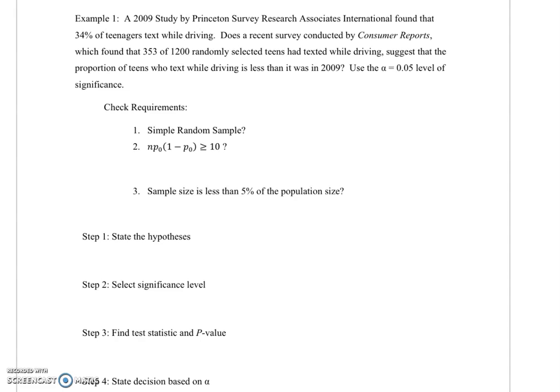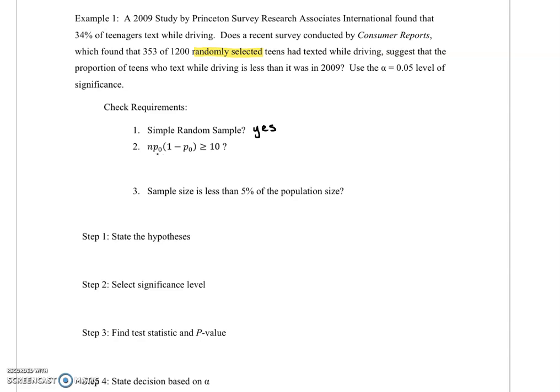First, we need to check the requirements. Do we have a simple random sample? Yes, we do. We can know that because it says that they were randomly selected teens. So we can assume that means it was simple random.